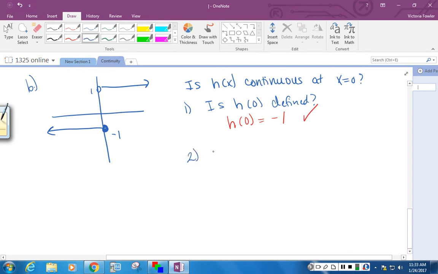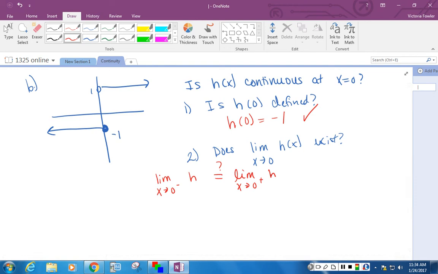The second condition says, does the limit as x approaches 0 of our function exist? As I mentioned a few minutes ago, this actually means that I'm going to have to take the limit as x approaches 0 from the left and see if it equals the limit as x approaches 0 from the right. And if that is true, then we will say that the limit exists, and we will be able to say that it passes condition 2.